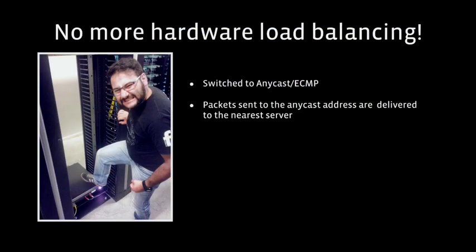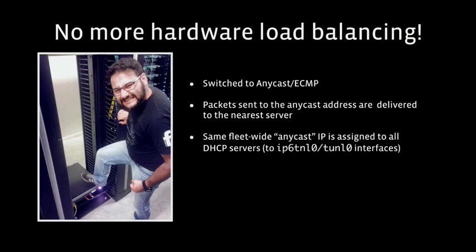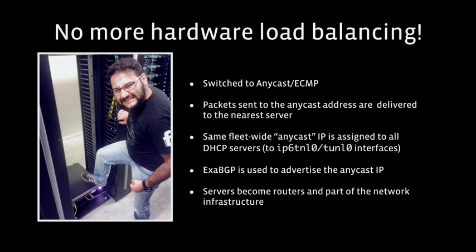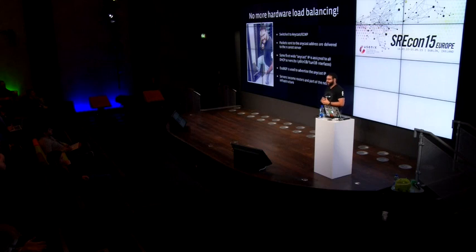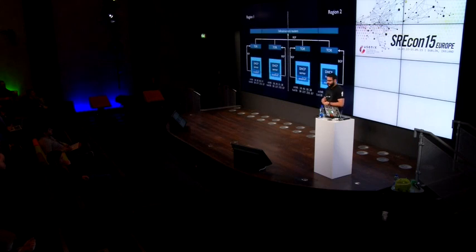We now use Anycast ECMP. Anycast basically allows you to send a packet, and the packet arrives at the closest service in topological terms. So we set up a global Anycast IP, which is everywhere across the fleet, and it's assigned to every DHCP server across the fleet. And we use a small Python open source daemon called ExaBGP to advertise those routes to the rack switches. So that means that basically the DHCP servers effectively become routers, and they just join the infrastructure with the other network routers.